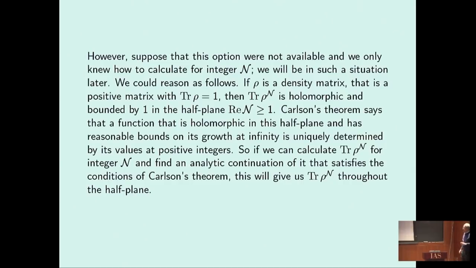Carlson's theorem says that a function holomorphic in that half plane with reasonable growth conditions is uniquely determined by its values at positive integers. So if we can calculate trace rho to the n for integer n, and then if we can find an analytic continuation to the whole half-plane with some bounds on its growth at infinity, then that'll automatically give us the right answer through the half-plane. And then we can differentiate it at n equals 1.